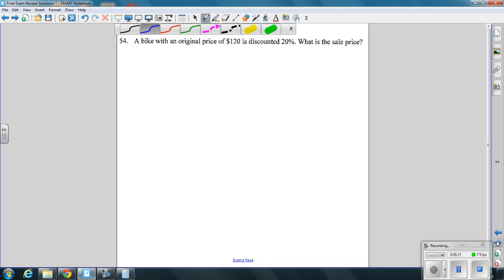54, a bike with an original price of $120 is discounted 20%. What is the sale price? Well, the question is first asking us what is 20% of 120, and then subtract that. And that is the price we pay on sale. Because the beauty of a sale is that the price is cheaper and not more expensive. So we can use A equals P times W again.